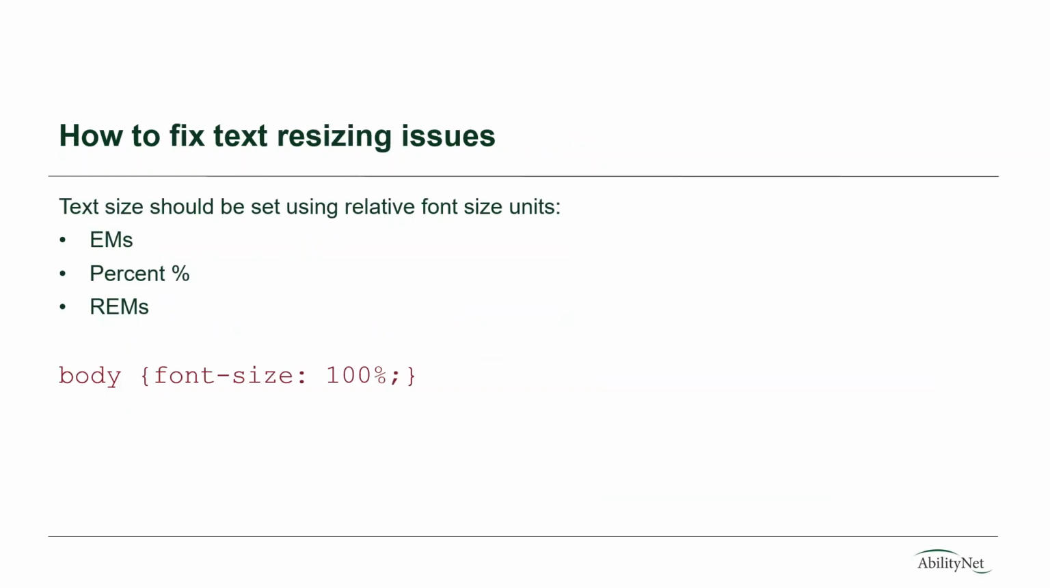How can you fix text resizing issues? Well, you need to set the text size using one of these measurements, either ems, percentages, or rems. And by setting the text size for the whole document using one of those units, you allow browsers to resize that font in respect to users' action. So the user can select larger text from the menu or zoom in, and this will allow those texts to resize appropriately.